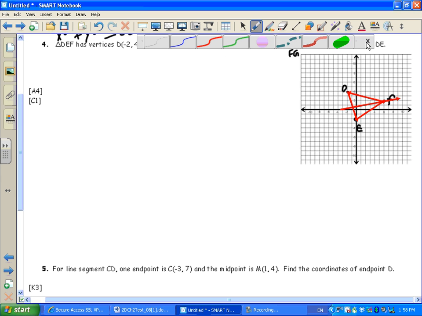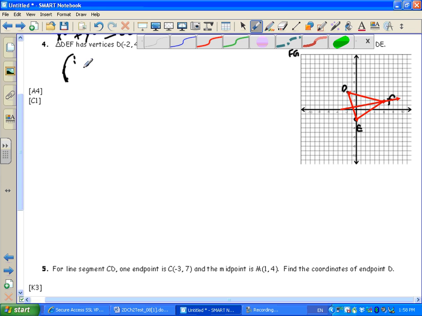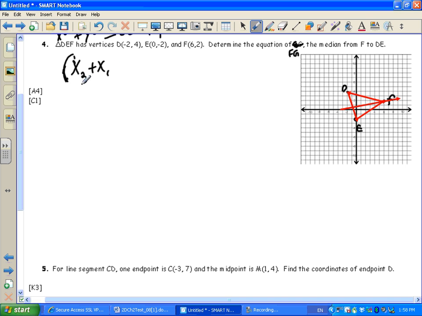So remember, the midpoint formula is x1 plus x2 divided by 2. So put a bracket. And the first coordinate is x2. X2, not squared, subscript 2. Yes, x2 plus x1 divided by 2, comma, and then y2 plus y1 divided by 2. So that is our midpoint formula.